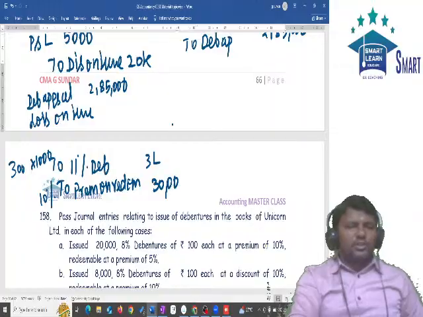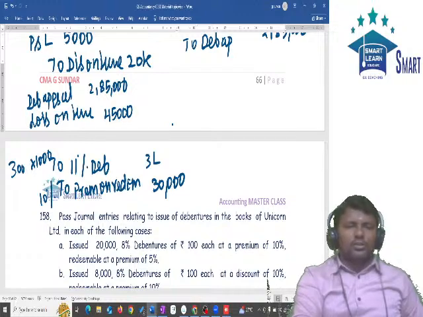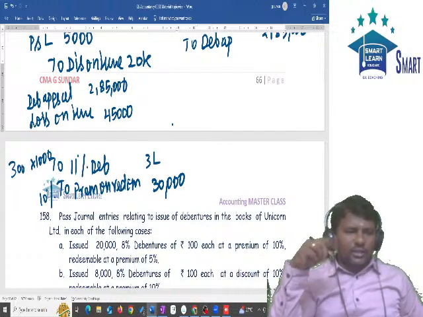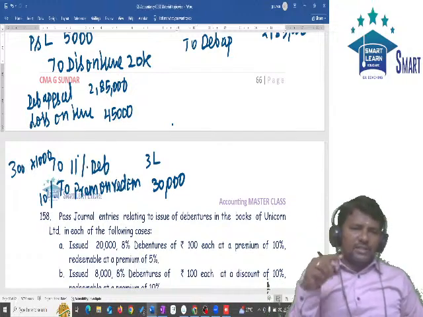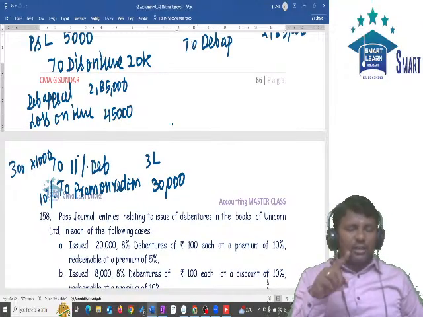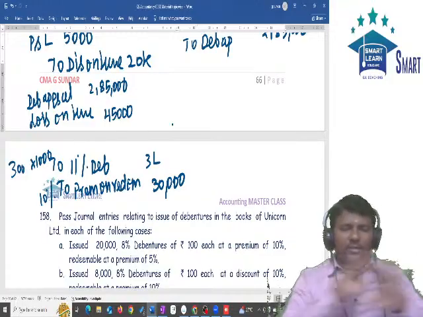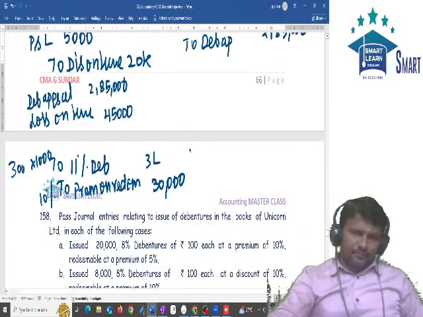30,000. It means already we have a loss of 15,000. Now we have a loss of 30,000. Up a total of 15 plus 30, we have how much amount of loss? Means 45,000 is the total loss. So check the debit side total. 2,85,000 plus 45,000 will give you 3,30,000. Credit side total is also 3,30,000.